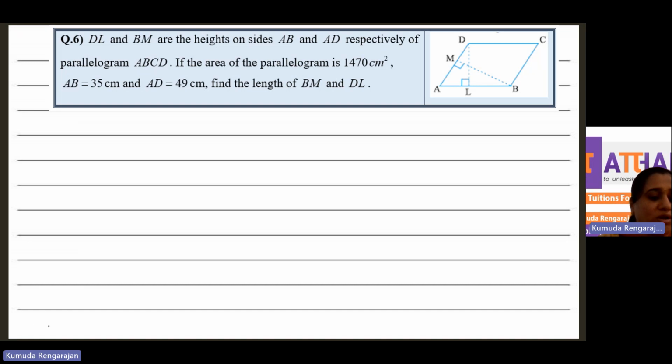DL and BM. Altitudes are also called heights. That's what is given here. Heights means altitudes. So to understand the question, DL and BM are the heights on sides AB and AD respectively. Do we all understand the meaning of that word respectively?